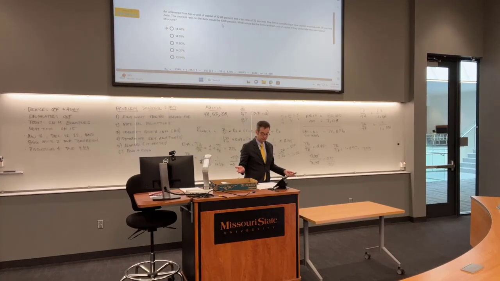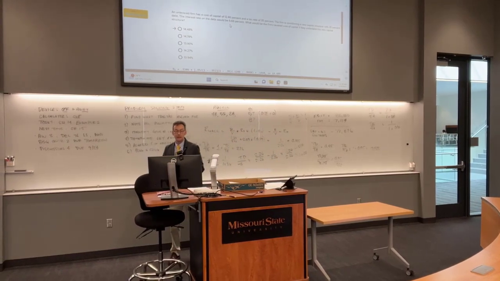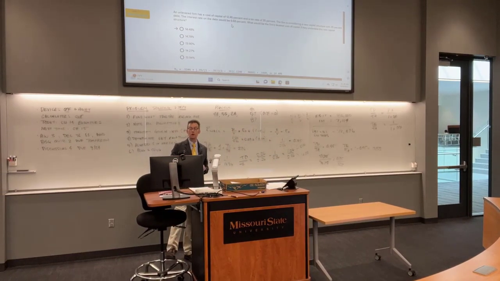Oh, come on. Proposition 2 with taxes. Yeah, Proposition 2 with taxes. And if it's currently got no debt in its capital structure, that cost of capital is the same as the unlevered cost of equity, and that would be R sub 0. 12.46%. Tax rate's 35%. The firm's considering a new capital structure with 35% debt. The interest rate on the debt would be 6.68%. What would the firm's levered cost of capital, well, what is the firm's levered cost of capital?